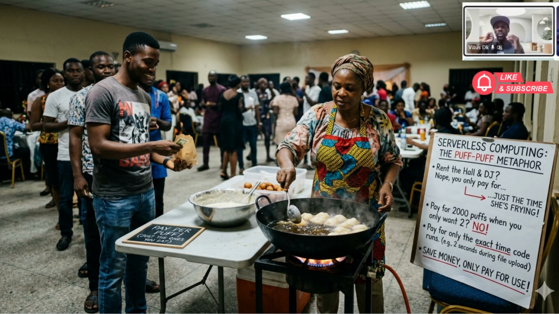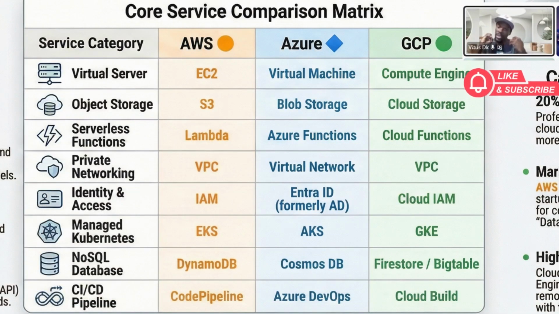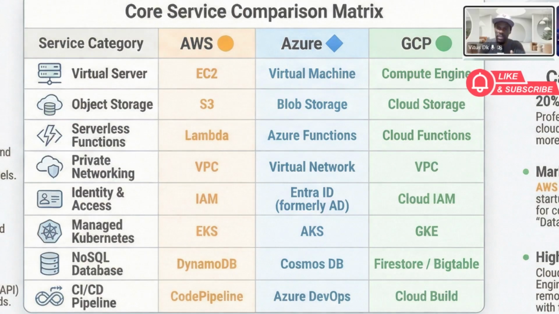If you're hungry and you want to eat puff puff, you're just going to pay for the time that lady is going to instantly appear, mix your puff puff, fry it, and she disappears. You don't have to pay for the 2,000 puff puffs that she's making the entire day and you're not eating all 2,000 of them. So that's what makes it really, really amazing to use serverless computing. That's pretty much it. But you just have to understand the different names.